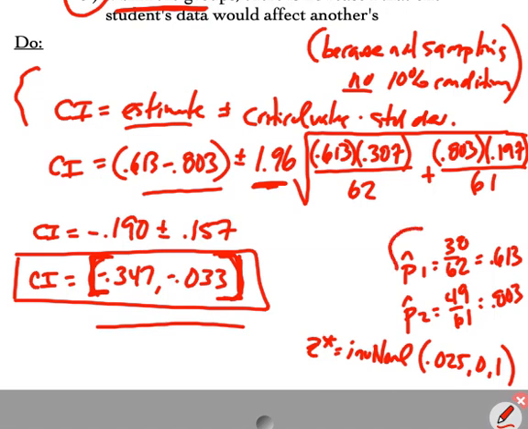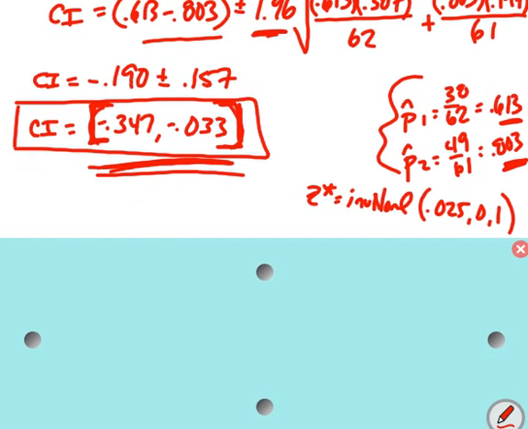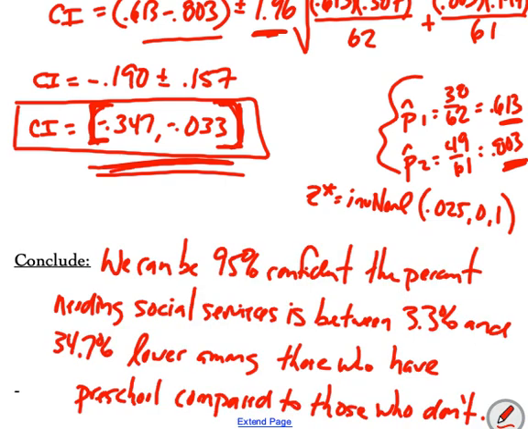Again, the folks that were in the preschool group had a 61% chance of needing social services. In the non-preschool group, it was 80%. So what that led to was this kind of confidence interval. Actually, we calculated it, and I just want to take a look at this other part here at the bottom, so an interpretation of that.